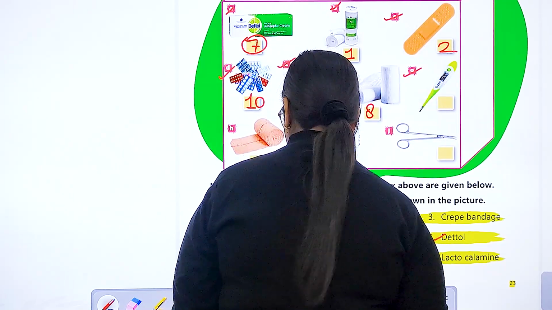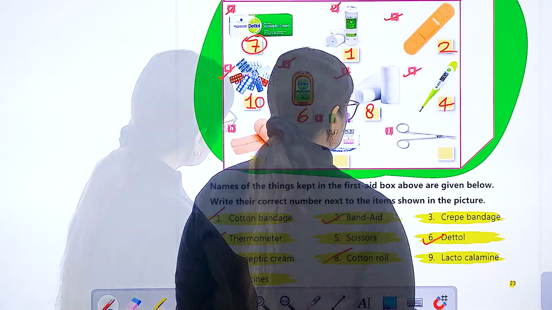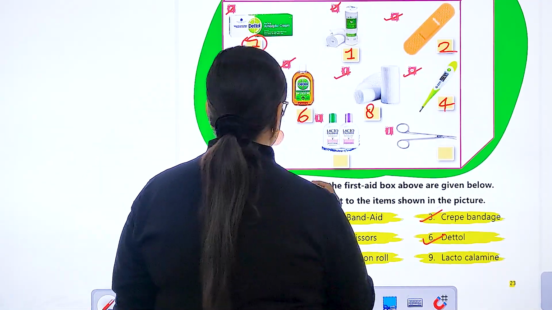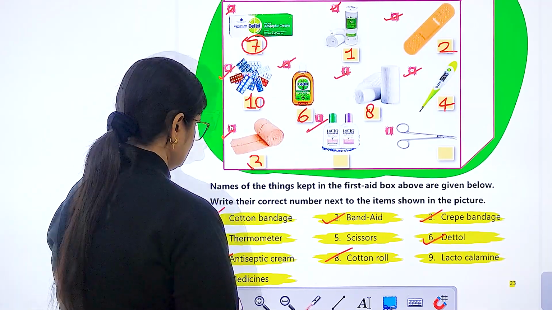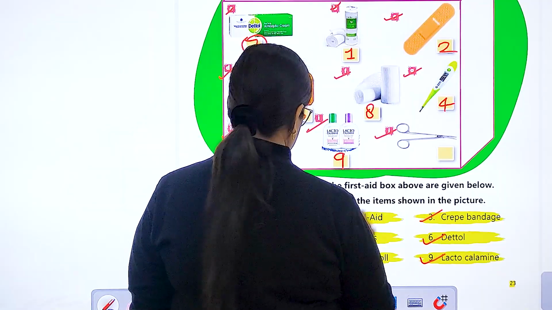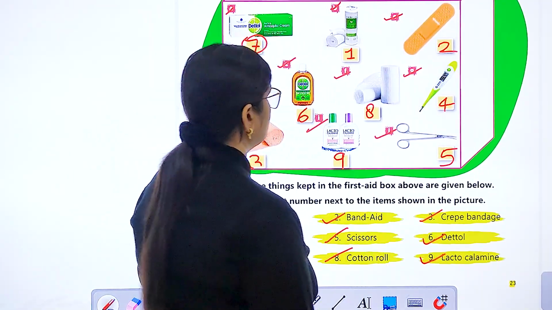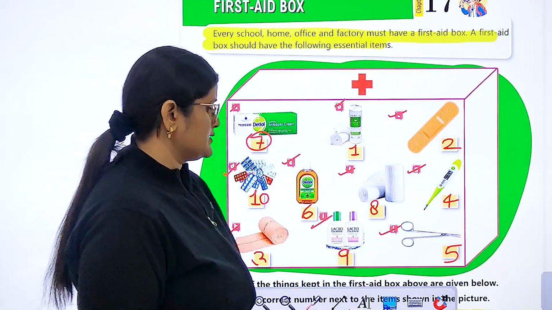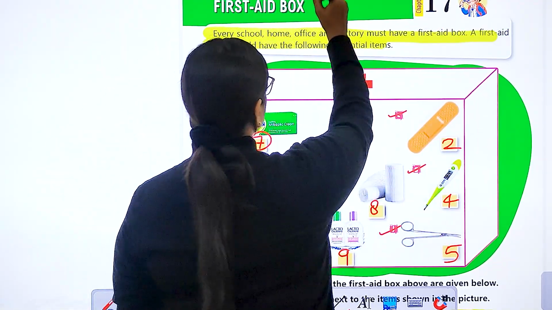G. 4. Thermometer. H. Clip bandage. 3. I. Calamine lotion. J. Scissor. 5. Okay. So dear students, this chapter is over. Now let's begin the next chapter.